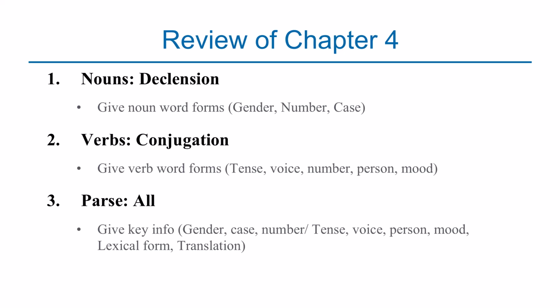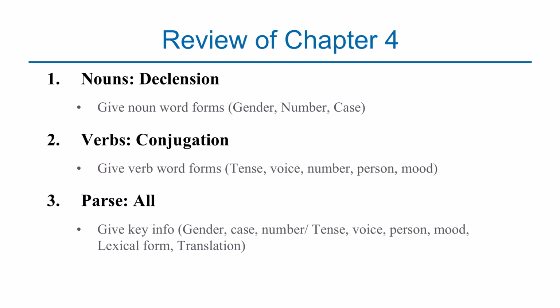In chapter 4, we looked at nouns and we said that every time you look at a noun, there are three things that are important. That is gender, the number, and the case. And that these three things are found in the case ending. We also looked at verbs and we looked at the difference between declension and conjugation. Remember, we said declension deals with nouns, but conjugation deals with verbs.